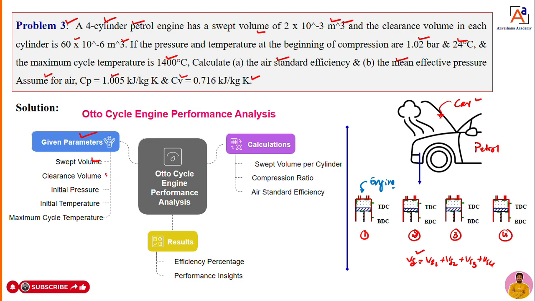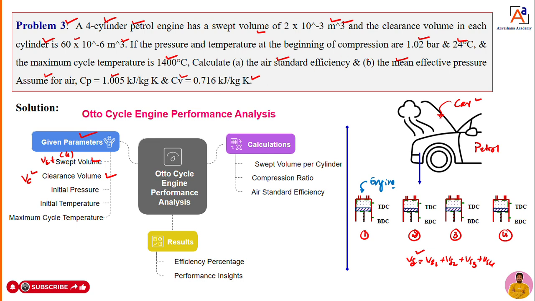That's fine. Next he has given the clearance volume in each cylinder. He is telling each cylinder. That means he has given total swept volume, which I will write here as VST for my understanding. He has considered 4 cylinders and given the swept volume for the whole 4 cylinders. Then he has given clearance volume, but that is not the total clearance volume for all cylinders, but for only 1 cylinder. That clearance volume I will denote here as VC.